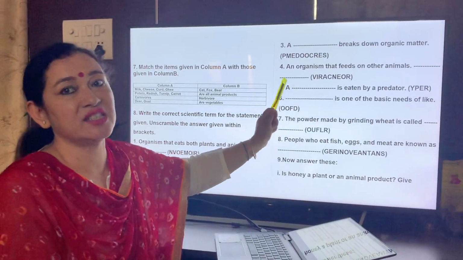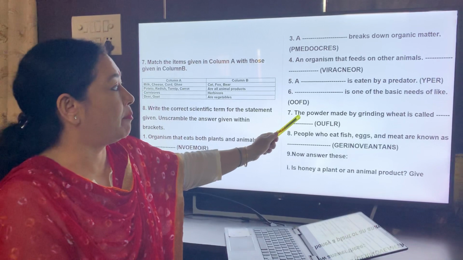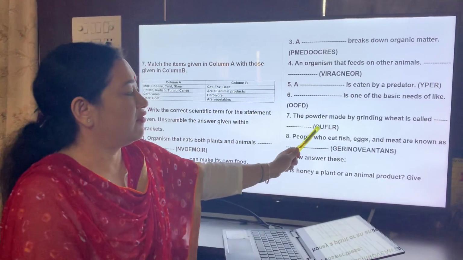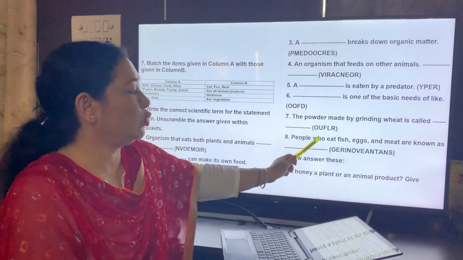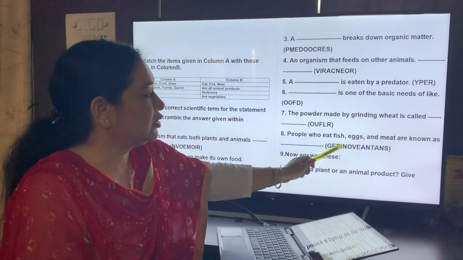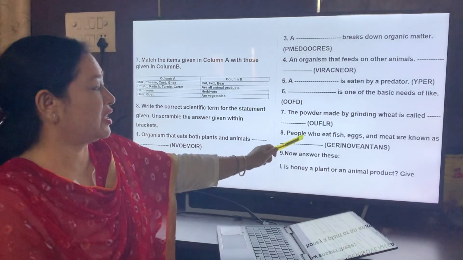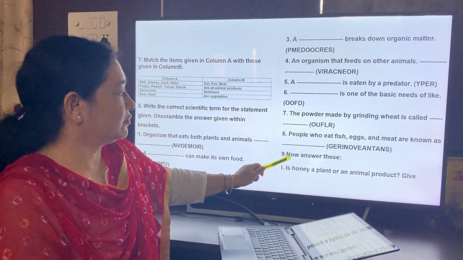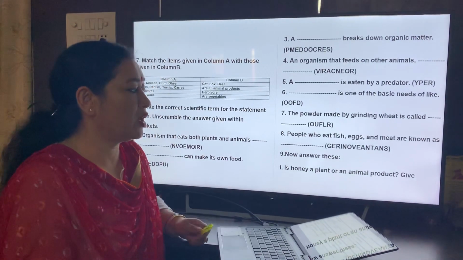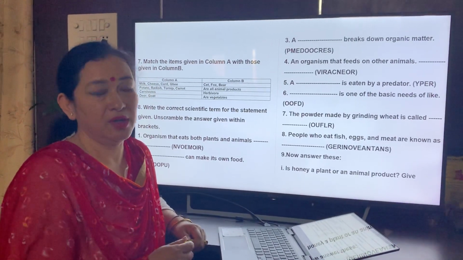You have studied this in class 5 also. The powder made by grinding wheat is called flour, wheat flour. People who eat fish, eggs and meat are known as what? You will write it down here. Now answer these. Is honey a plant or animal product? You have to give reasons.